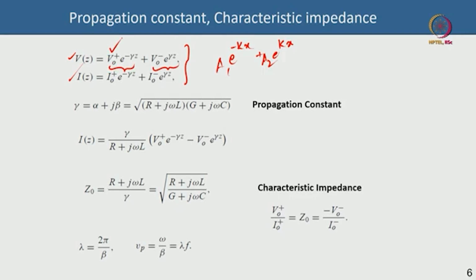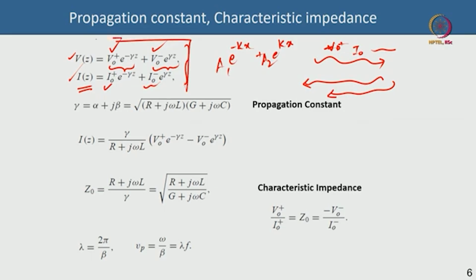V naught plus refers to the voltage wave that is incident on whatever load or line you are talking about, and V naught minus is the voltage wave that is reflected. Because it is an electromagnetic wave, there is always going to be something incident, and there is always going to be something bouncing back. Of course, some will transmit also on the other side. Similarly for current, you have the incident current I naught plus and a reflected current I naught minus. These equations tell you the voltage and the current as a function of Z, the position on the transmission line.